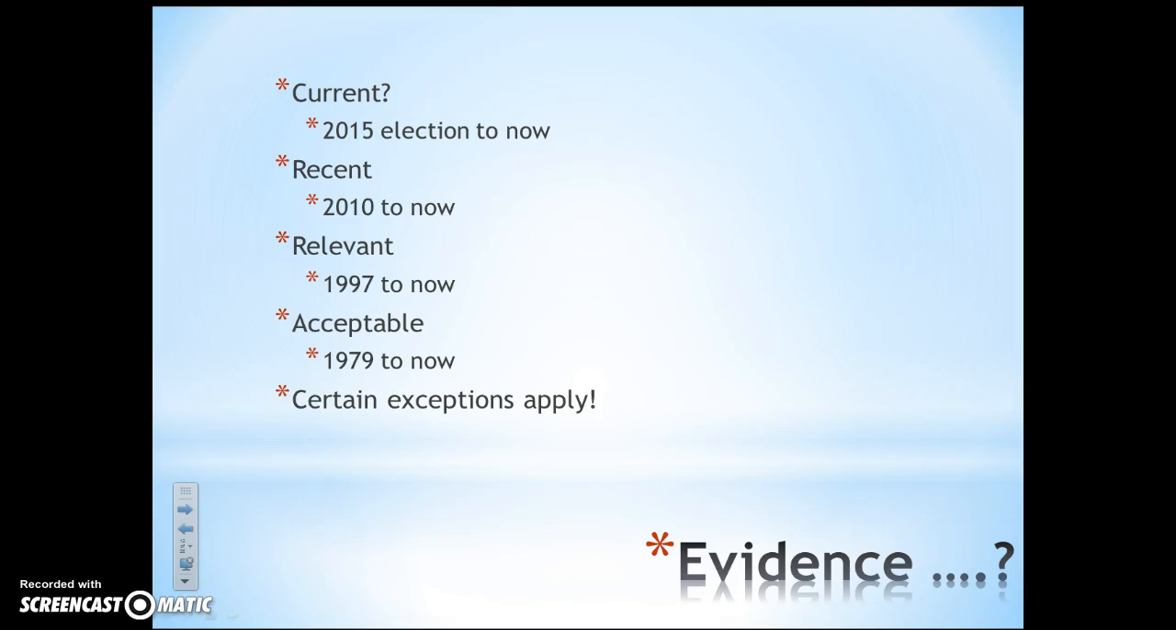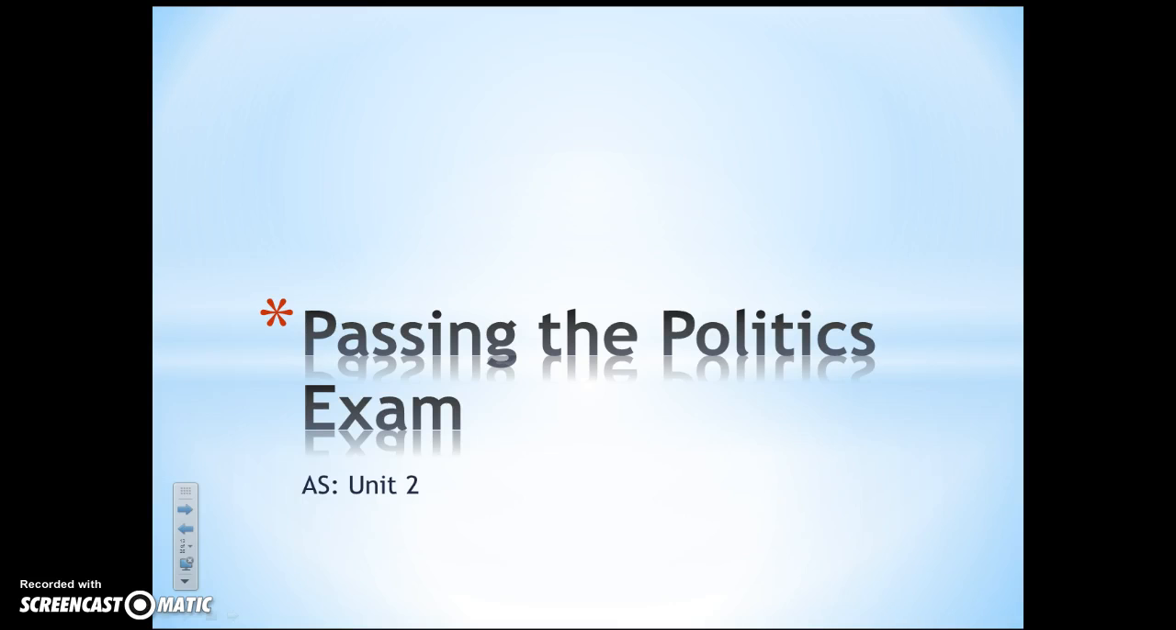In terms of what represents valid evidence, well, current is 2015 to now, recent is 2020 to now, 97 to now is relevant, acceptable is 79 to now. They're not going to rule out any relevant or any kosher evidence, but obviously you're up against people who can come up with all their evidence from this particular area, and because this is a politics exam and not a history exam, that is going to be more impressive. Although there are certain things where you do have to go back and root around in the dim and distant mists of time.